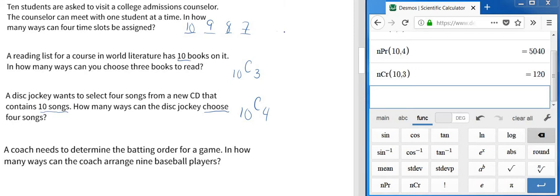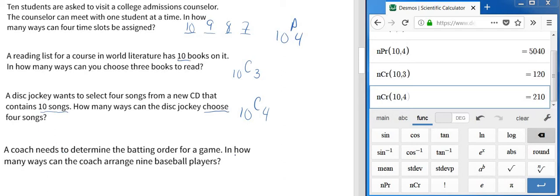Now here's going to be a good illustration. This was 10P4, right? And it was 5040, 10CR. Let's see how that compares. So if I do 10, 4, notice 210, much less, because order doesn't matter. So there's 210 combinations of 4 songs out of 10. Kind of interesting.